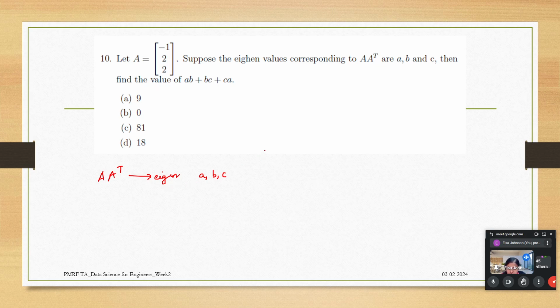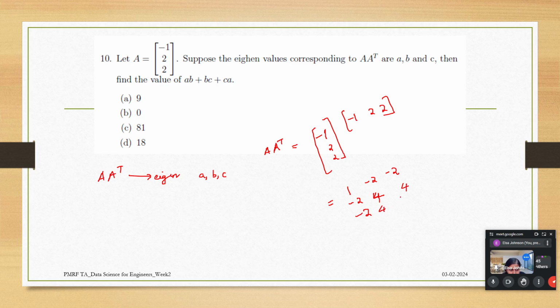Let's try to see what will come when we multiply A with A transpose. A with A transpose will give you some matrix. If you multiply, it will look like something like this: [-1 2 2] is one of the matrices, and the other matrix is also written as [-1 2 2]. So the answer will be 1 -2 -2, then -2 4 4, and -2 4 4.